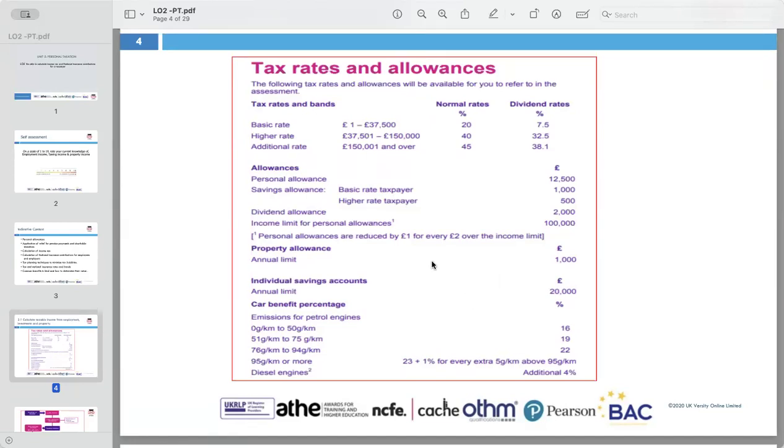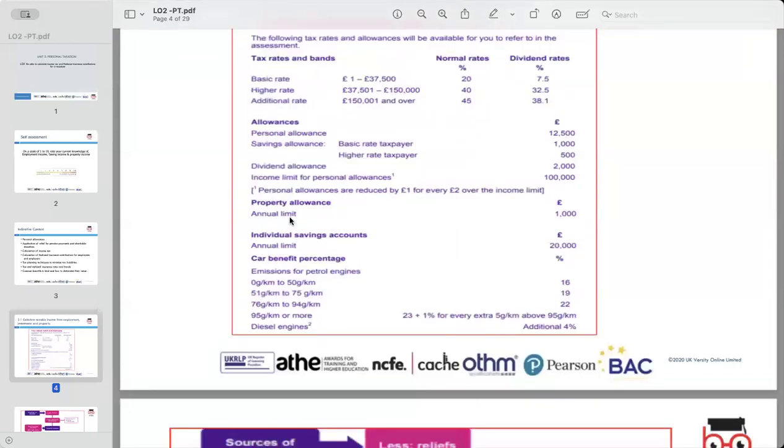Property allowance: the annual limit is £1,000. Property has a £1,000 allowance reducing the taxable income from property. Individual Savings Accounts or ISAs provide tax-free saving with an annual limit of £20,000. Car benefit percentage: for a company car, the taxable benefit depends on the car's CO2 emissions. The higher the emissions, the higher the taxable benefit percentage.